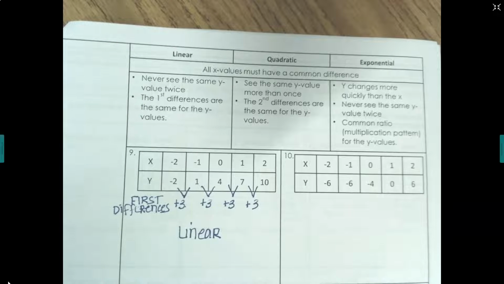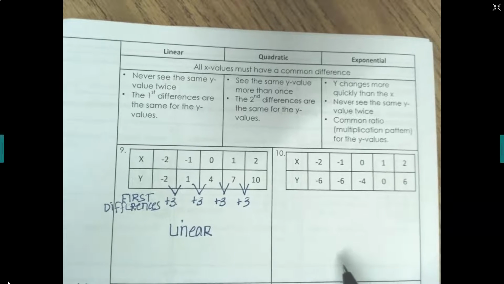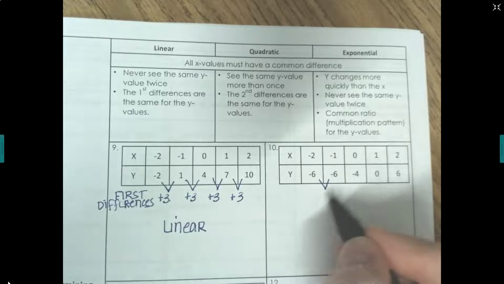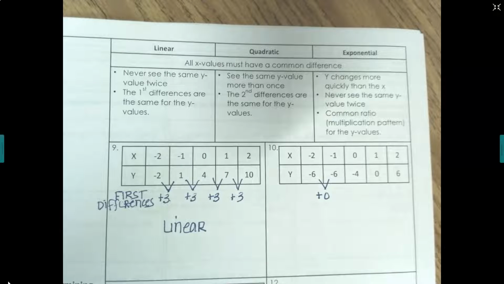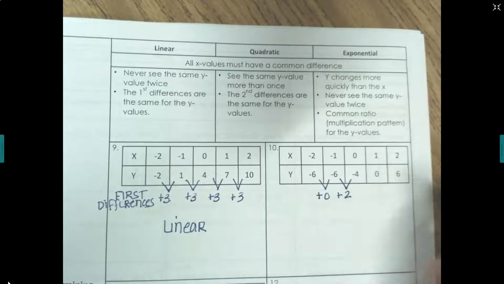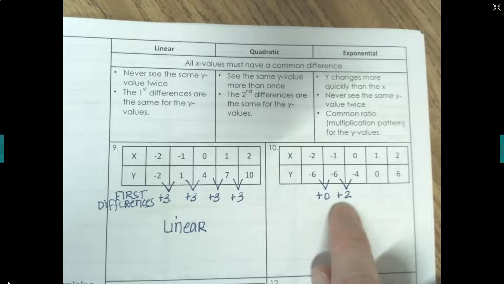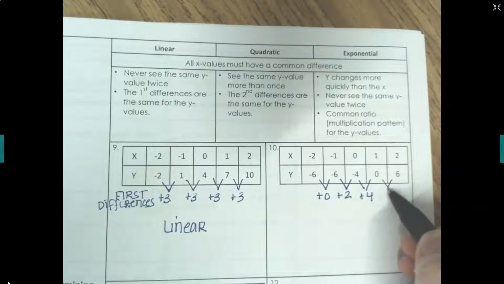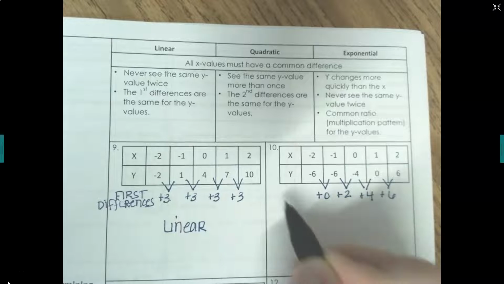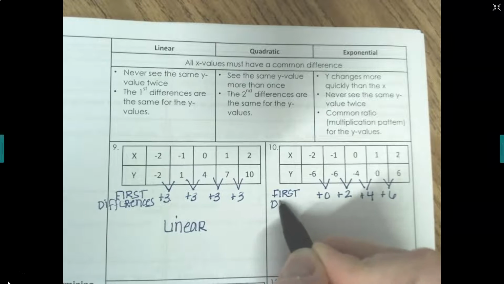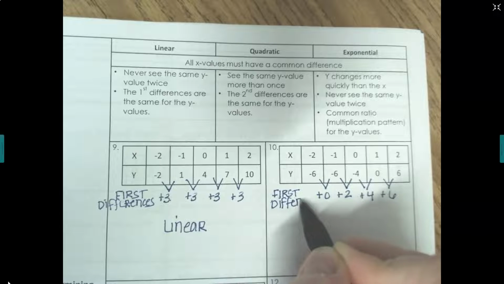Okay. So let's compare that to what's going on here in number 10. To get from -6 to -6, you would add 0. There's no difference between those two. To get from -6 to -4, you'd have to add 2. So we can see already this is not going to be linear. To get from -4 to 0, you would add 4. And to get from 0 to 6, you would add 6. So our first differences are not the same. So it's not linear. We know this.